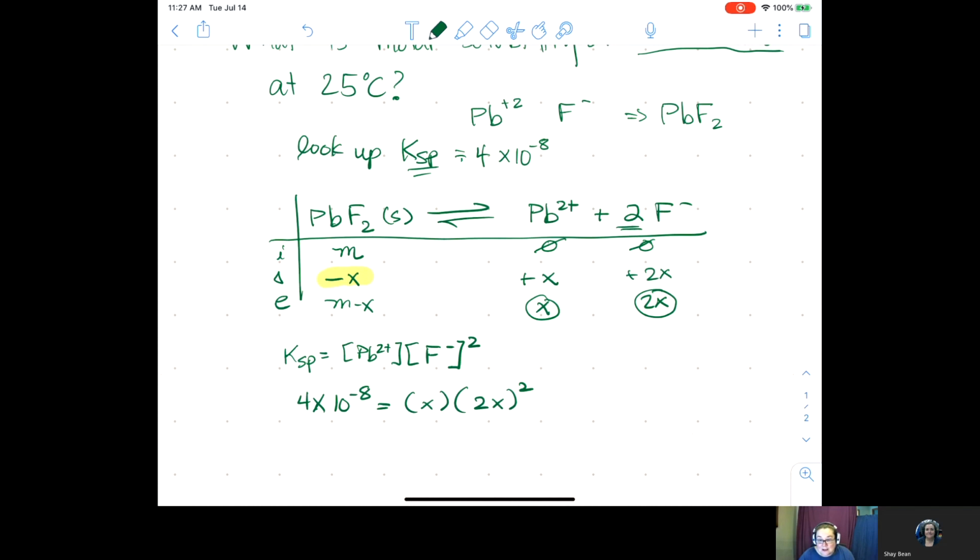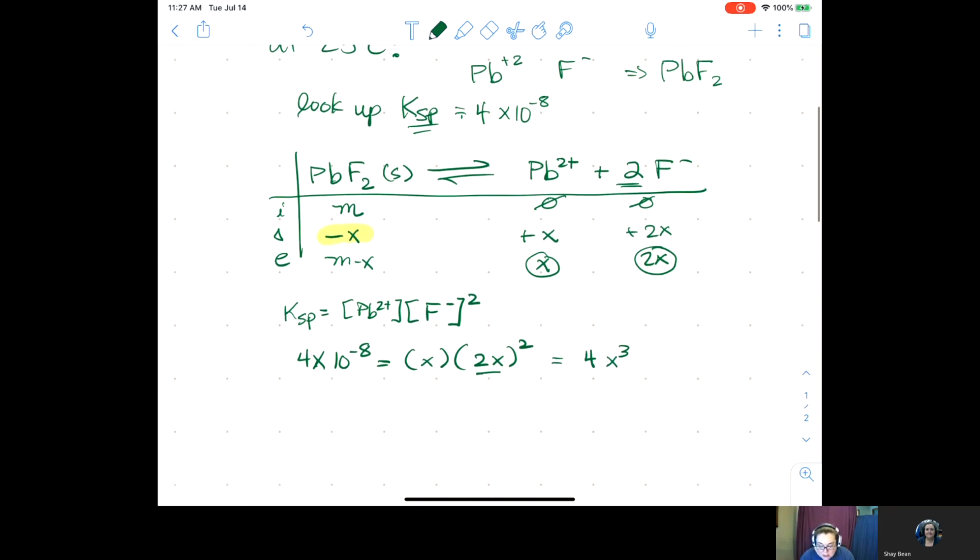This is not a quadratic, but it is an equation with x to the third, but it is very simple to solve. Let's do a little simplifying. Notice that the 2x is in parentheses for squared, so that's 2 squared times x squared, or you end up with 4x cubed altogether. We're going to see this pattern a lot. And so 4 times 10 to the minus 8 equals 4x cubed. This is a good time to make sure on your calculator you know how to take the cube root of something. I'm going to divide by 4. 4 times 10 to the minus 8 divided by 4, then take the cube root of it. Again, make sure you know where that is or find yourself a solver online.